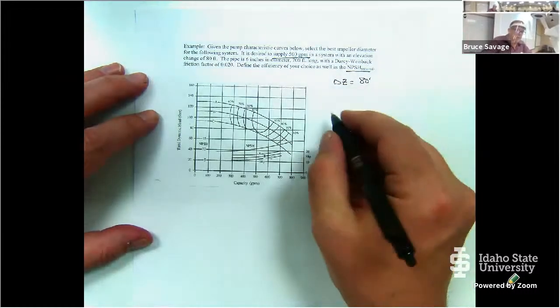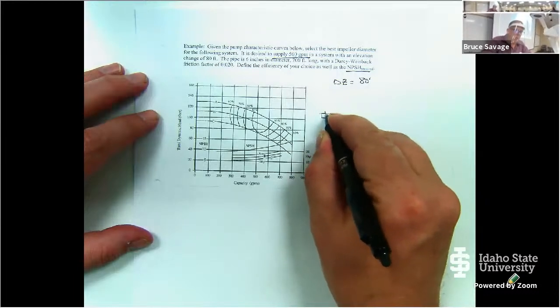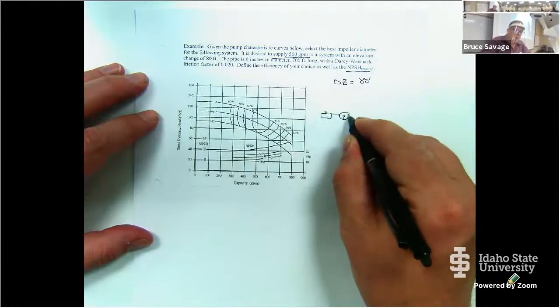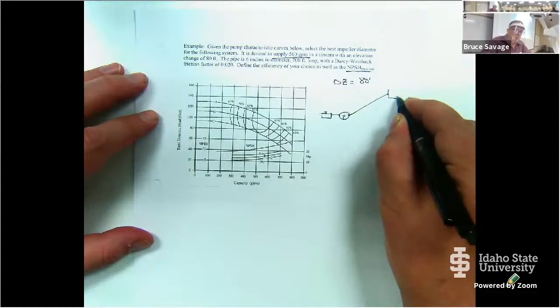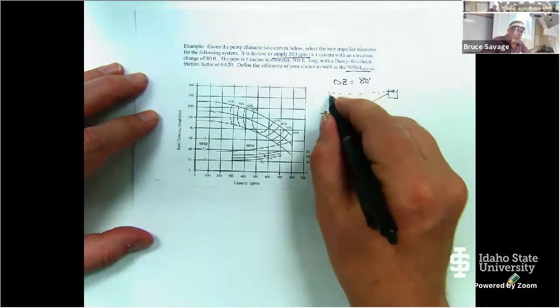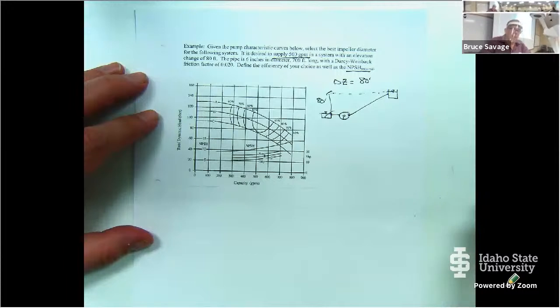Okay, so here's our system essentially. We have a little tank down here. We're pulling from that water level, and we're going to run that through our pump. And the pump's going to lift the water up to some other tank or some other device up here. And there is 80 feet difference between those two.